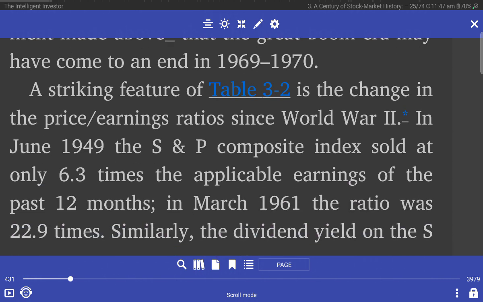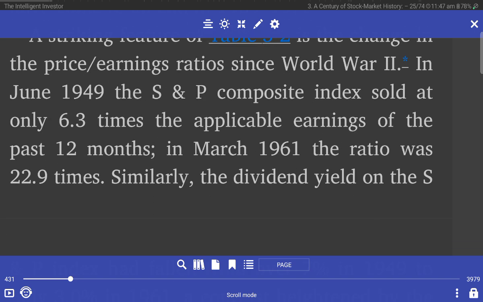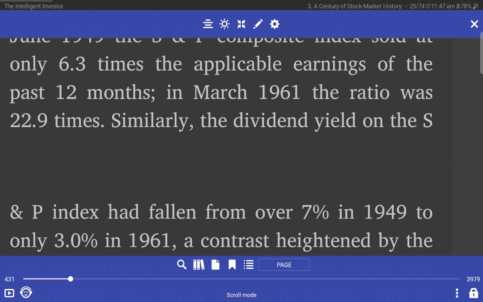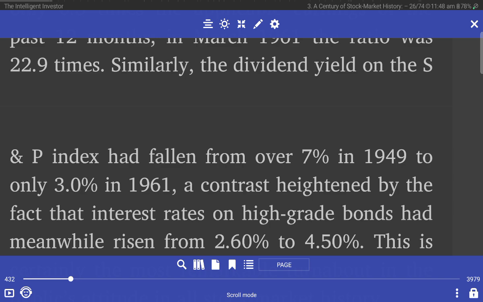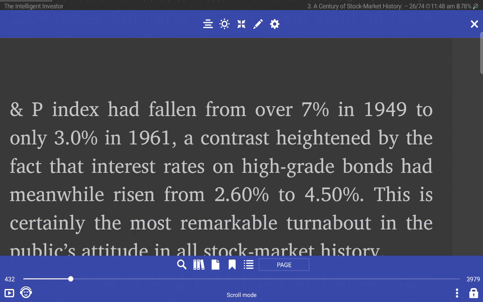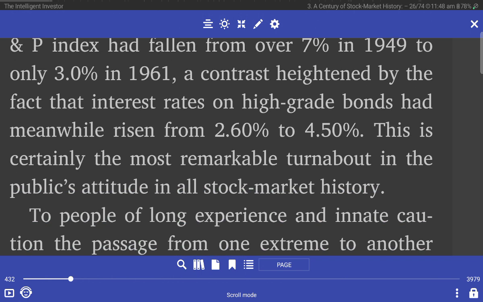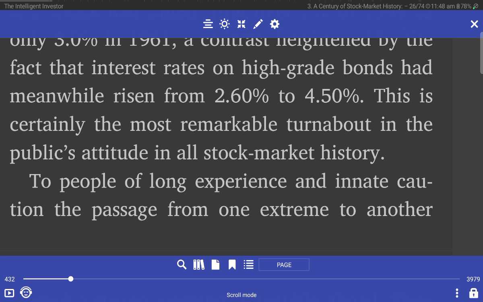A striking feature of the table is the change in the price-earnings ratio since World War II. In June 1949, the S&P Composite Index sold at only 6.3 times the applicable earnings for the past 12 months. In March 1961, the ratio was 22.9 times. Similarly, the dividend yield on the S&P Index fell from 7% in 1949 to only 3% in 1961. The contrast is heightened by the fact that the interest rate on high-grade bonds meanwhile rose from 2.9% to 4.5%. This is certainly the most remarkable turnabout in public attitude in all the stock market history.